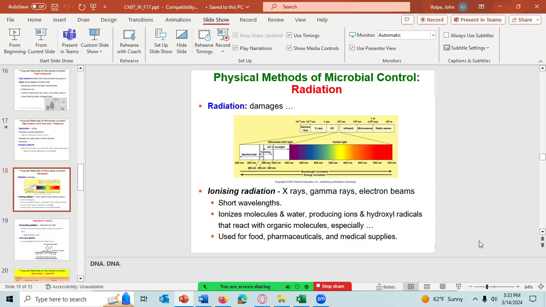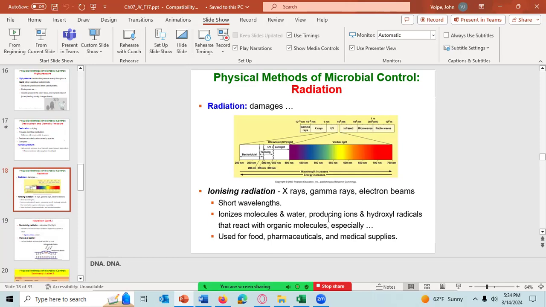All right. The last physical method for controlling microbial growth is radiation. Radiation damages DNA. Ionizing radiation is a form of radiation that has high energy, like X-rays, gamma rays, or electron beams. They have a short wavelength.